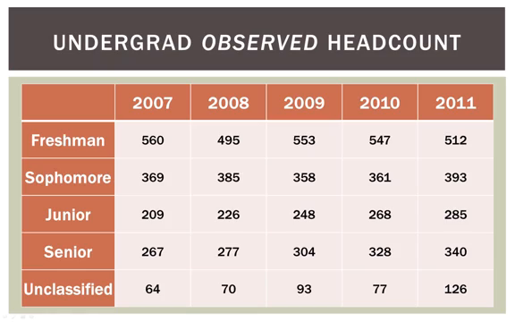So here is our contingency table for our data. Along the top we have the 5 years, so 2007 through 2011. And on the left hand side we have each grade level, so freshman, sophomore, junior, senior, and unclassified. So again, this is the contingency table that we will use for our chi-square.